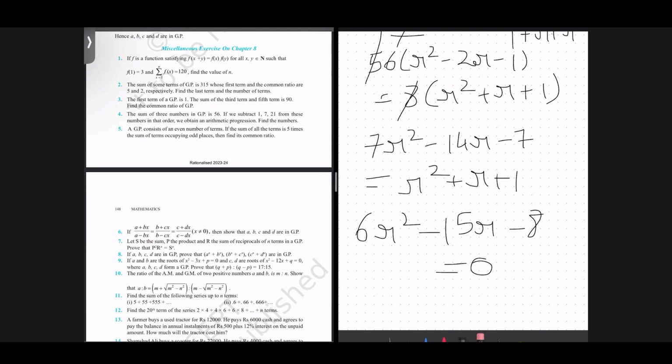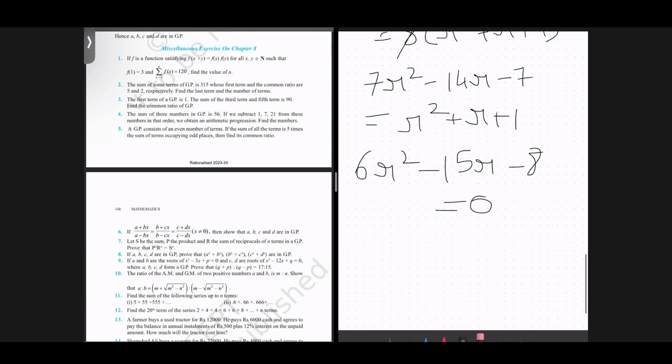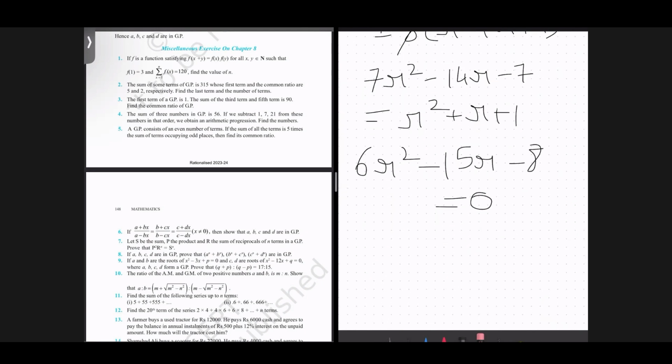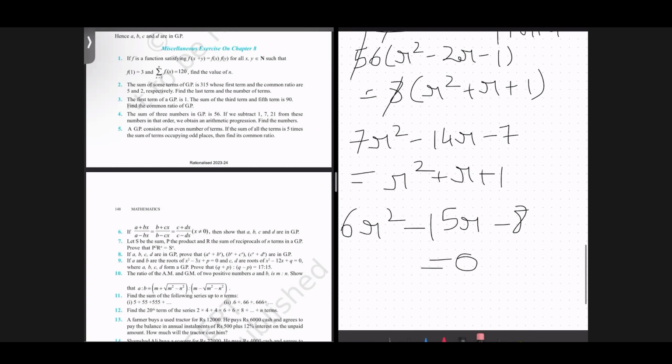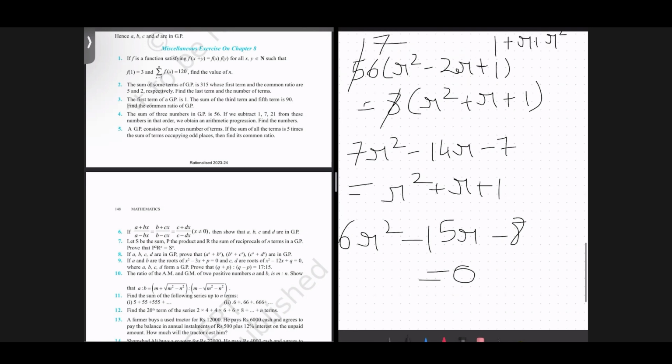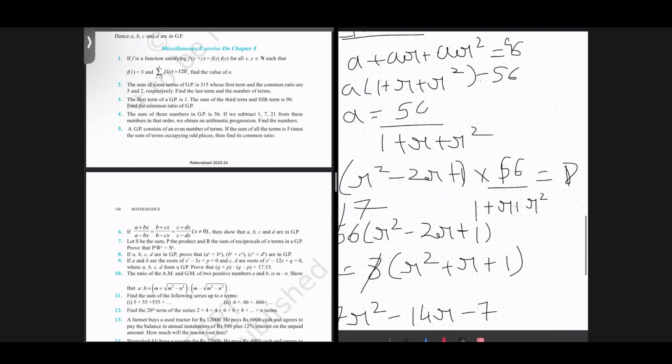6 into 6... have I solved this correctly, or did I make a mistake somewhere? No. Oh, okay. My bad. I seem to have goofed up somewhere. Oh, it was +1 here, not -1. Sorry. The equation is going to be +1 right here, not -1.